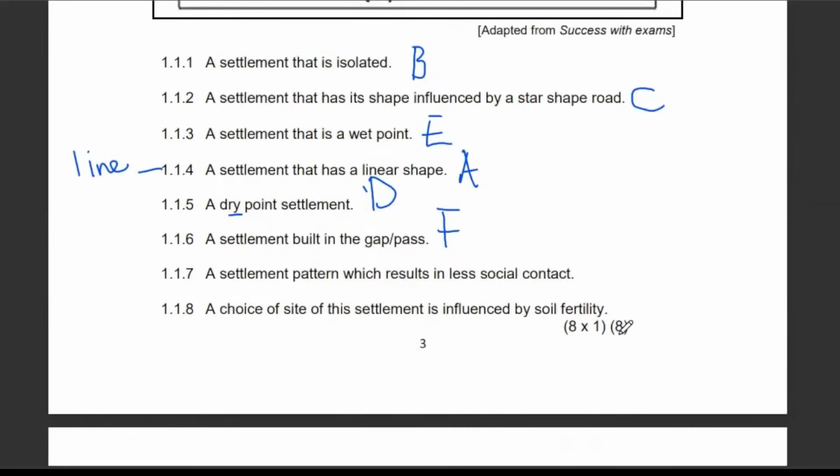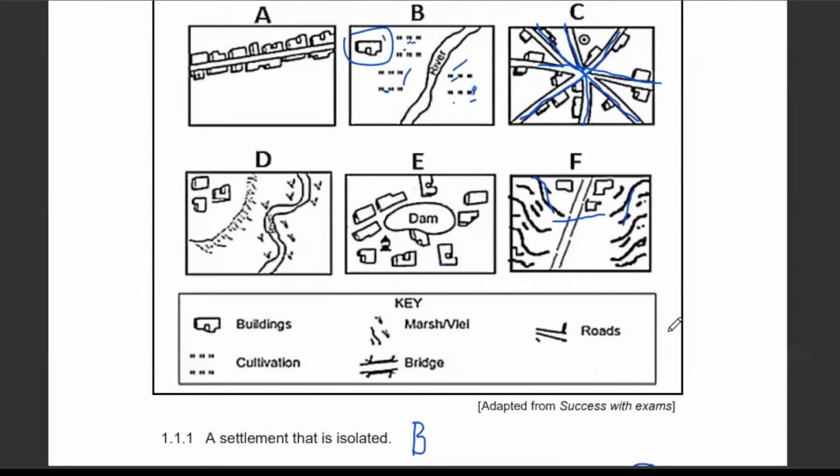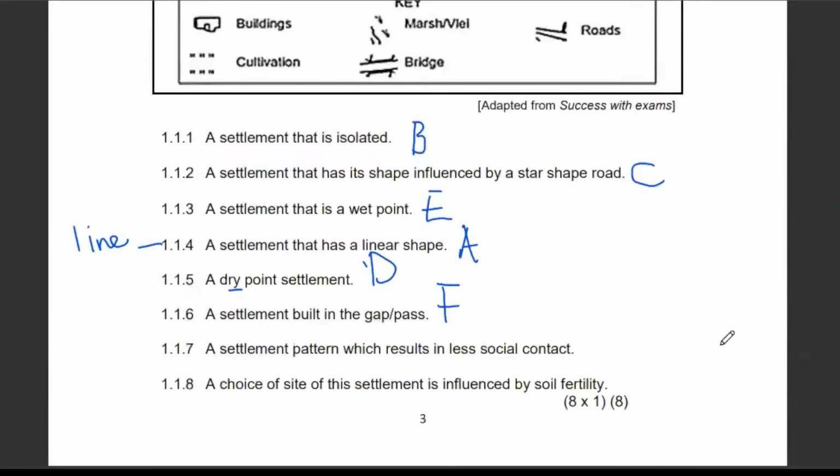Number 7, a settlement pattern which results in less social conduct. Less social conduct. If we are talking of social conduct, we are saying people are interacting with one another. But where there's less social conduct, it implies that the settlement is in isolation, is dispersed away from other settlements. So B qualifies to be the correct response. It's an isolated settlement. There's less social conduct. People cannot socialize because of distance.